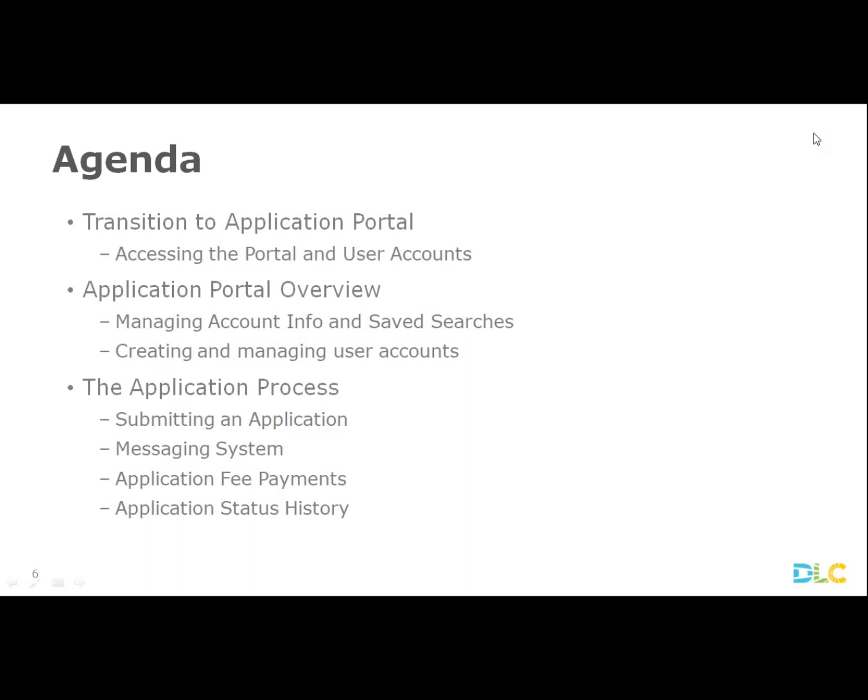Today we're going to go over accessing the portal and user accounts and how to sign in if you haven't done so yet, as well as do a full overview of the application portal, managing your account, looking at saved searches on the QPL, managing user accounts under different organizations, as well as go over the application process. So submitting an application, looking at messaging between you and a DLC reviewer, paying invoices, and looking at the status of your application through our new history tab.